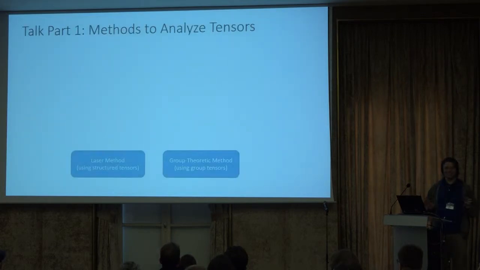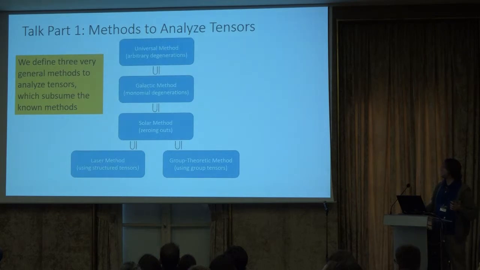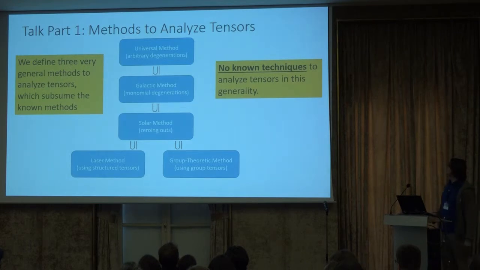I'm now going to give you, simultaneously, a summary of my talk and a summary of our results. In the first part of the talk, I'm going to tell you about these methods for analyzing tensors. So here are the laser method and the group theoretic method. I'm going to define three very general methods that subsume these for analyzing tensors. Analogous to the name laser method, we're going to call them the solar method, galactic method, and universal method. And what I want to emphasize about these is that these are very general techniques which we don't know how to optimally use.